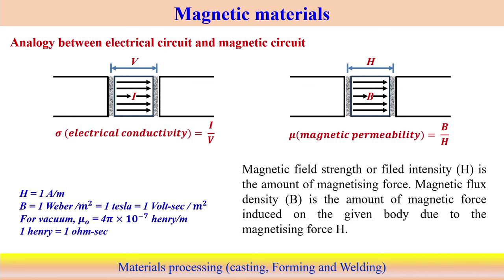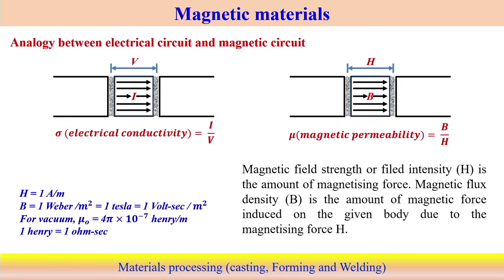Now let us try to understand how the magnetic field actually works. We compare the analogy between the electrical circuit and the magnetic circuit. If we compare these, we can get a feeling for how we can represent the magnetic field, or the properties of magnetism for a magnetic material.